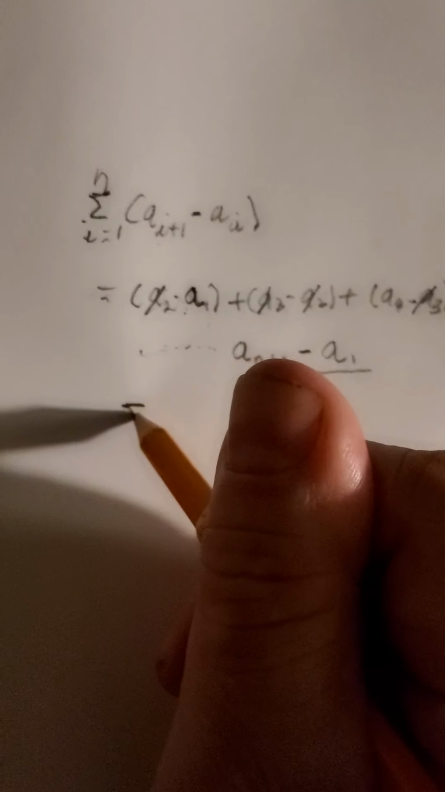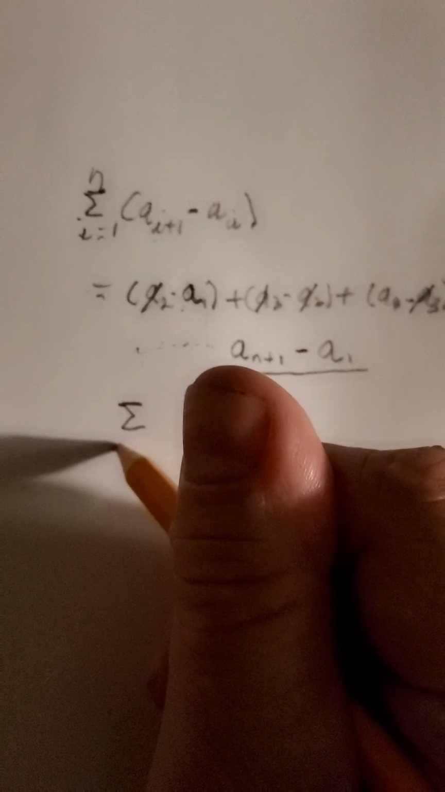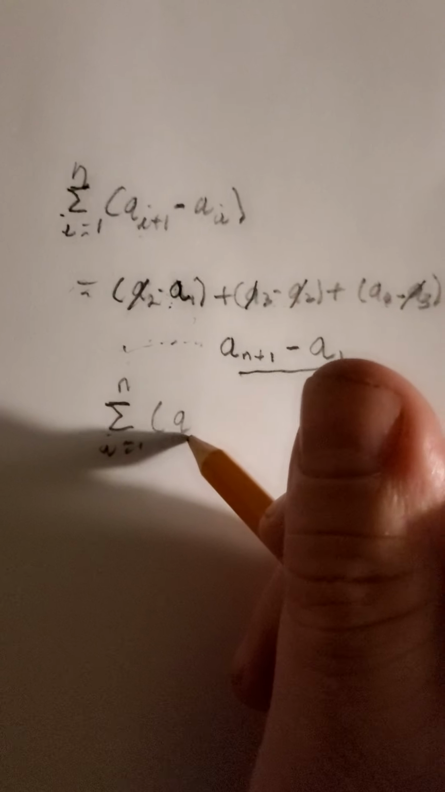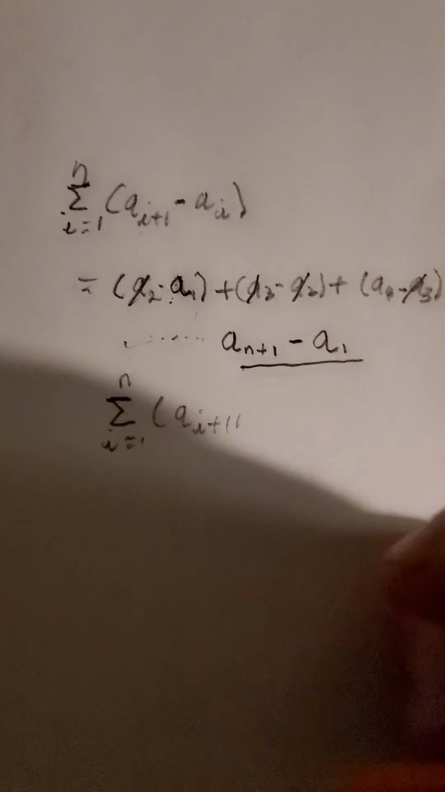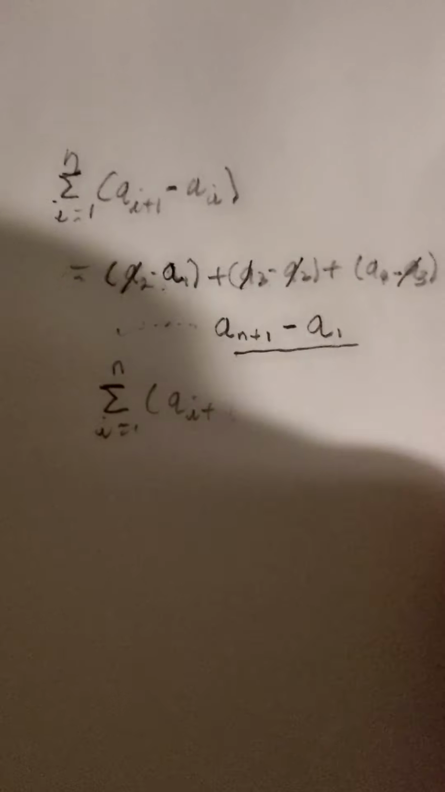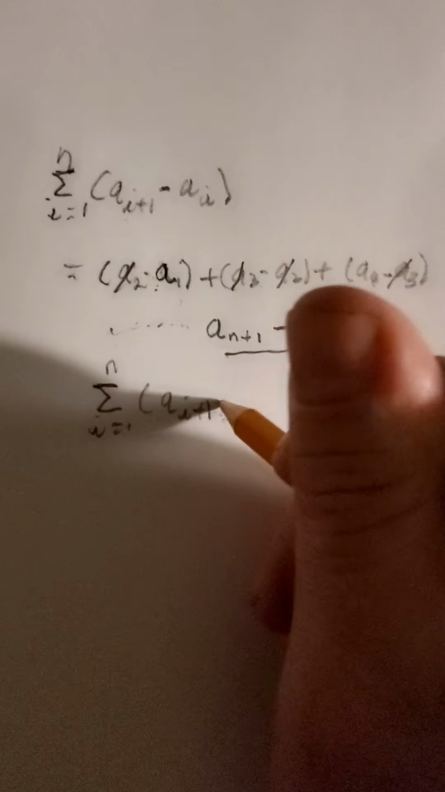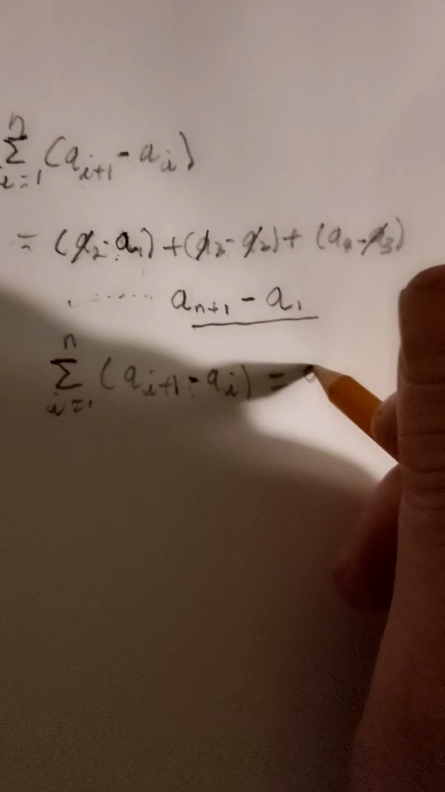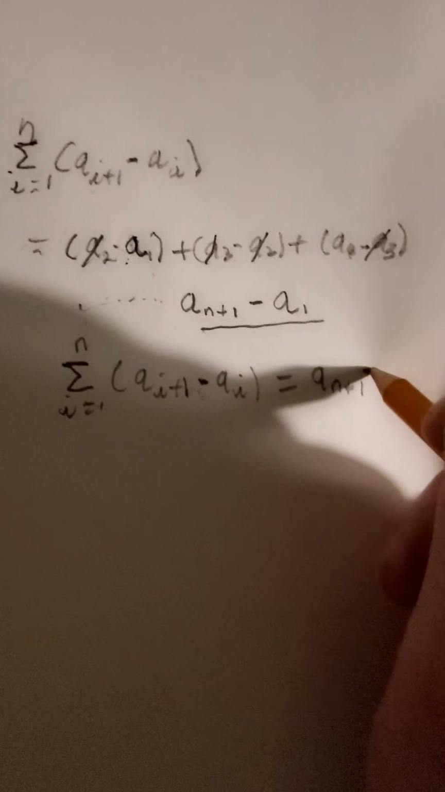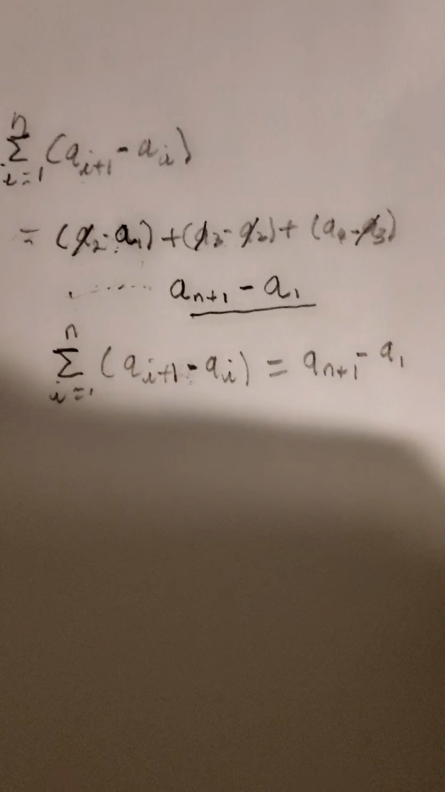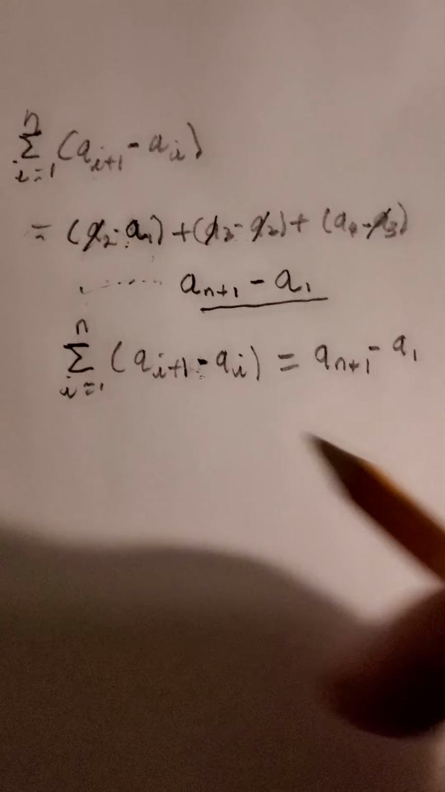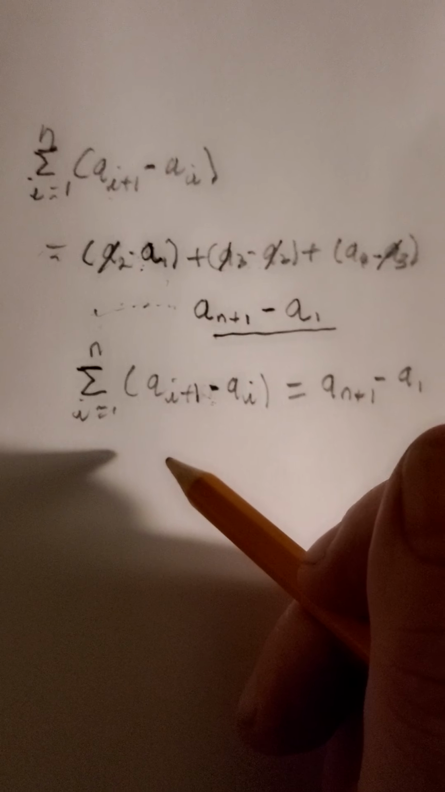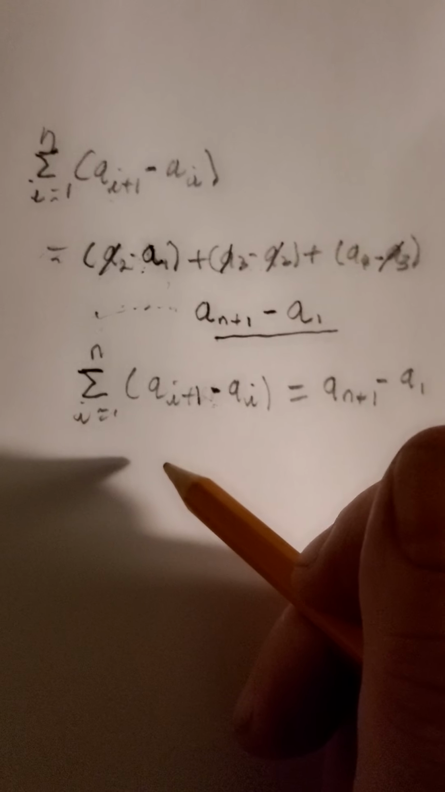So in other words, in general, the sum of i going from 1 to n of a sub i plus 1 minus a sub i will generalize into a sub n plus 1 minus a sub 1. That's your generalized formula. Okay, now let's do something unique here, which was done to discover how to invent calculus.